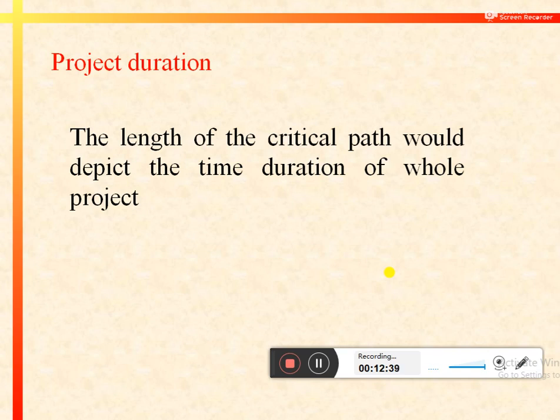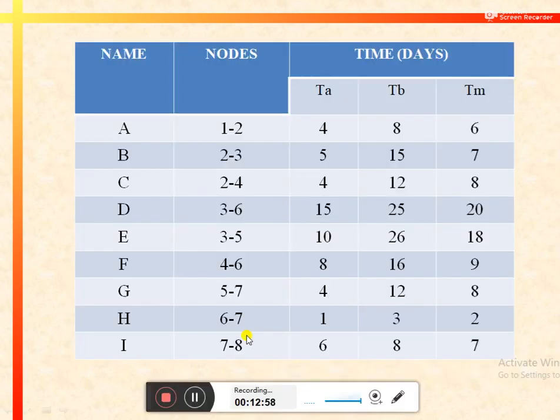And to calculate the project duration, we need to find the critical path of the network. The length of the critical path would represent the time duration of the whole project. So basically, we need to find the critical path to find the duration of the whole project. Now we would understand all these aspects and parameters of a project with the help of an illustration.